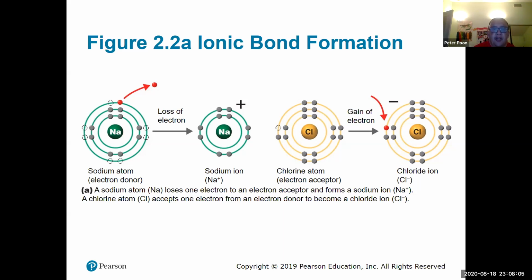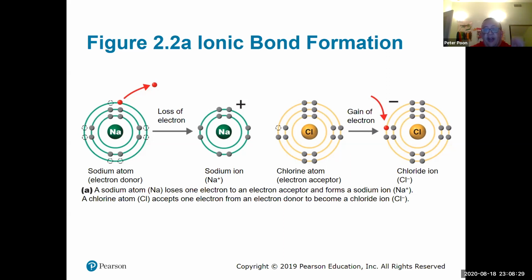Here you have sodium. Sodium has 1 electron in the outermost shell. So if it loses that electron, it loses that entire shell, and now it has 8 electrons on its outermost shell. Therefore, it is happy. So the last electron on a sodium very easily comes off.